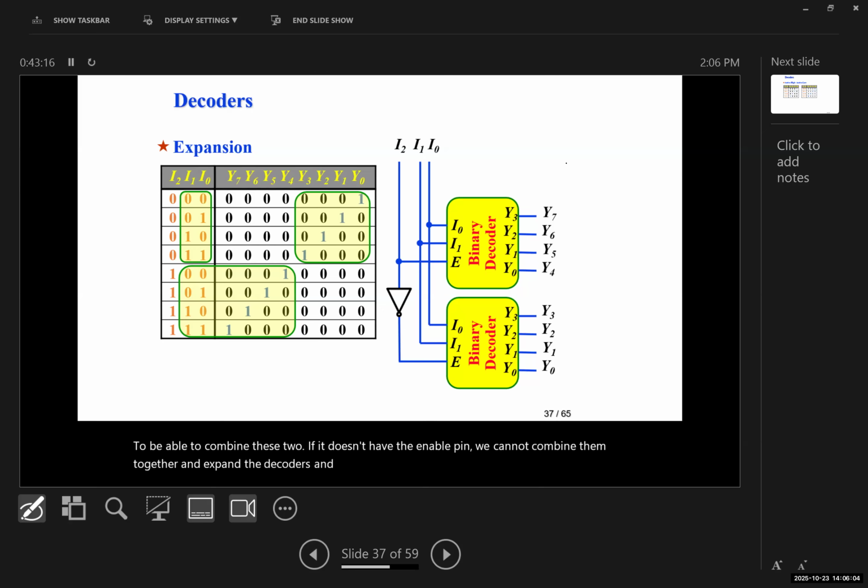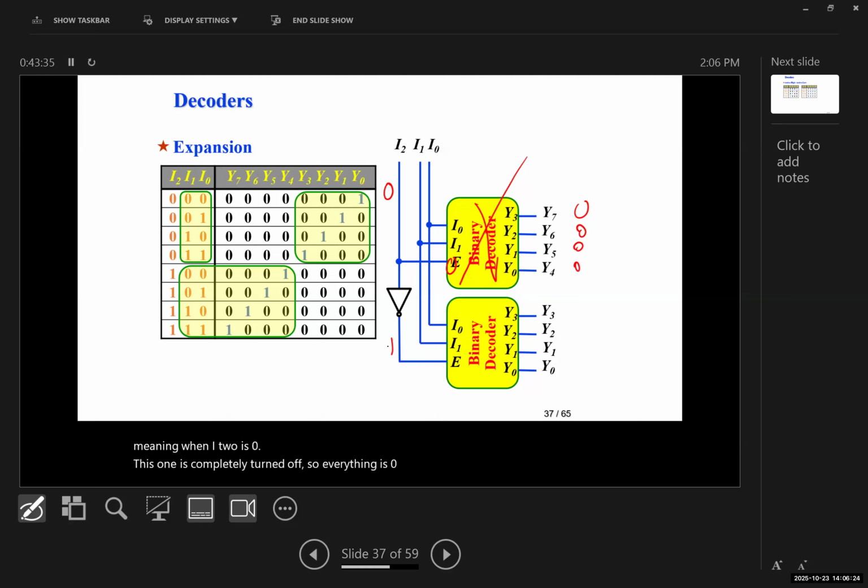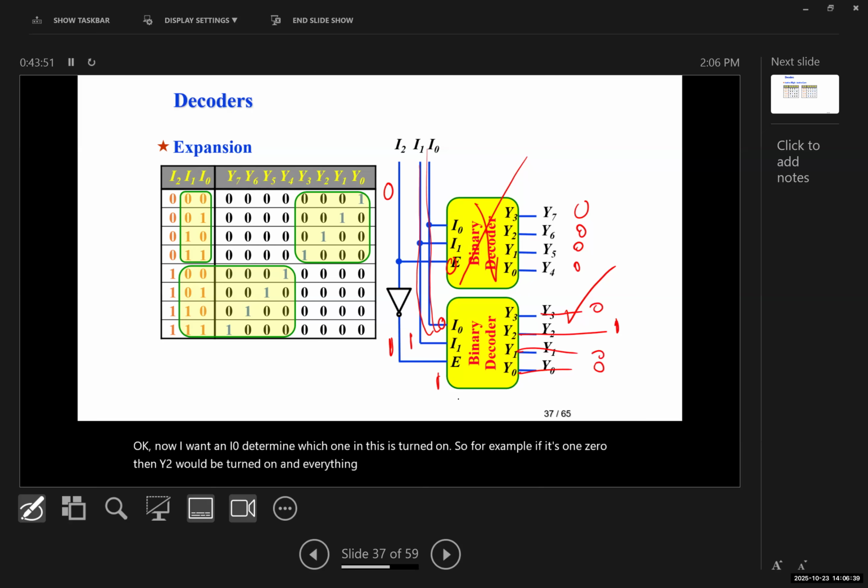And you can see that the third pin, I2, is connected to the enable of the first IC, and with a NOT gate, it's connected to the enable of the second one. Meaning when I2 is 0, this one is completely turned off, so everything is 0 here. And the second one is turned on. Now, I1 and I0 determine which one in this is turned on. So for example, if it's 1, 0, then Y2 would be turned on, and everything else would be 0.